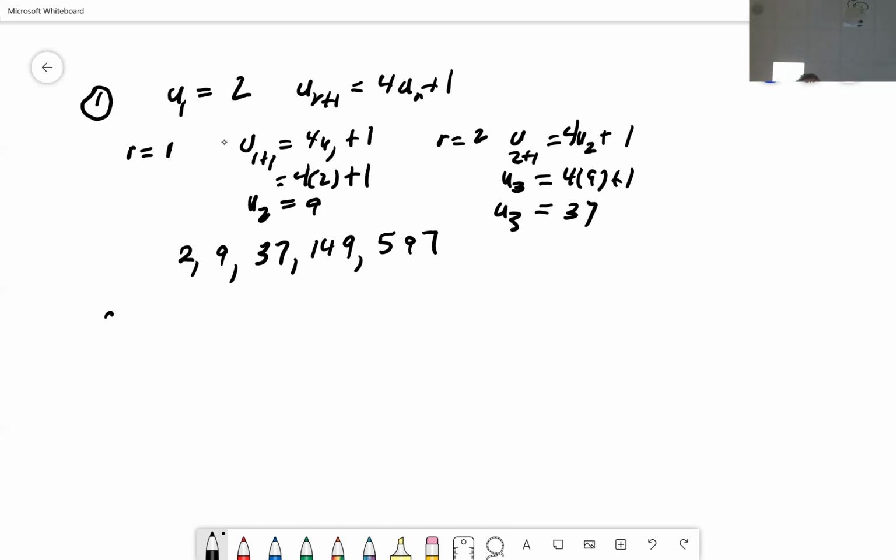Number two, I would say, okay, it looks like it's incrementing by 3. So you would just say u's of 1 equals 1, and then you say u's of r plus 1 equals u's of r plus 3, and you're done. So nothing to think about there. Very straightforward. Number 3, yes, go ahead.